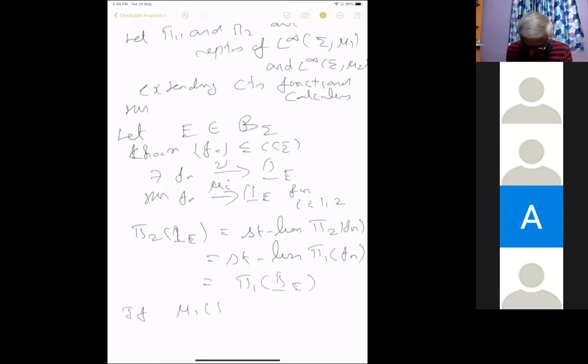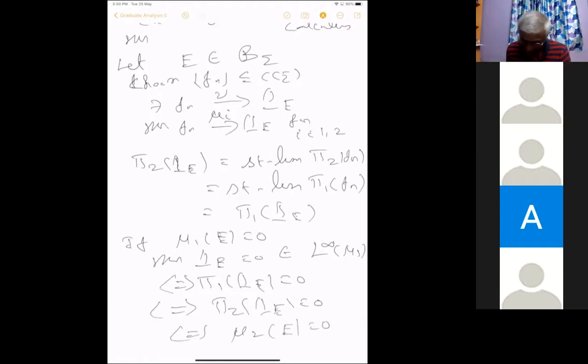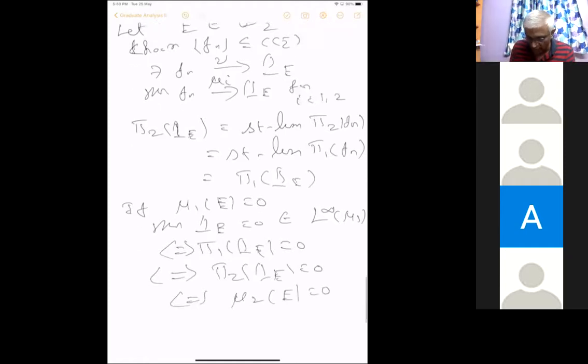mu 1 of E equals 0, of course, is equivalent to saying 1E is 0 as an element in L infinity of mu 1, right? That's what it means. So this implies, since that is an isometry, pi 1 of 1E equals 0. And this implies, by the computation we have done, pi 2 of 1E is also equal to 0. But that is equivalent to saying mu 2 of E is also equal to 0. So mu 1 and mu 2 are absolutely continuous.